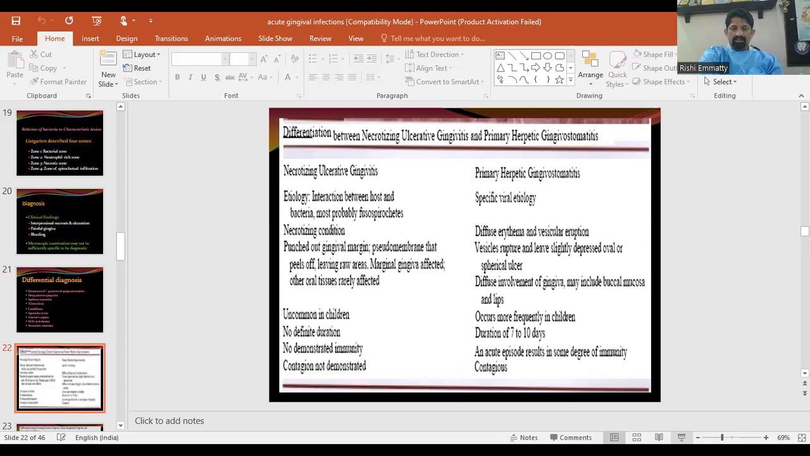NUG is uncommon in children, but primary herpetic gingivostomatitis occurs more frequently in children. NUG has no definite duration, but like all viral infections, herpetic lasts up to 7 to 10 days. No immunity is demonstrated in NUG, but in primary herpetic, an acute episode results in some degree of immunity. Contagion is not demonstrated in NUG, but primary herpetic gingivostomatitis is usually contagious and can be spread from one person to another.